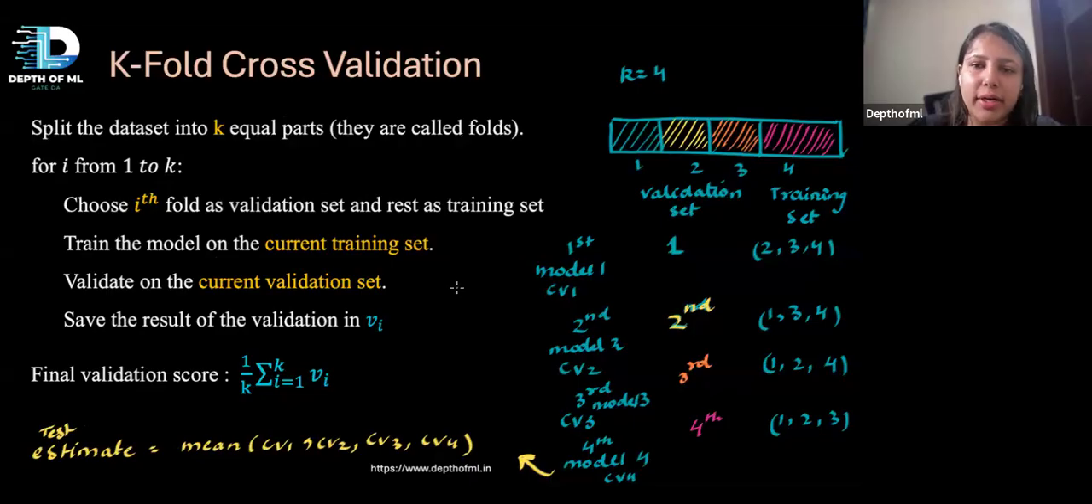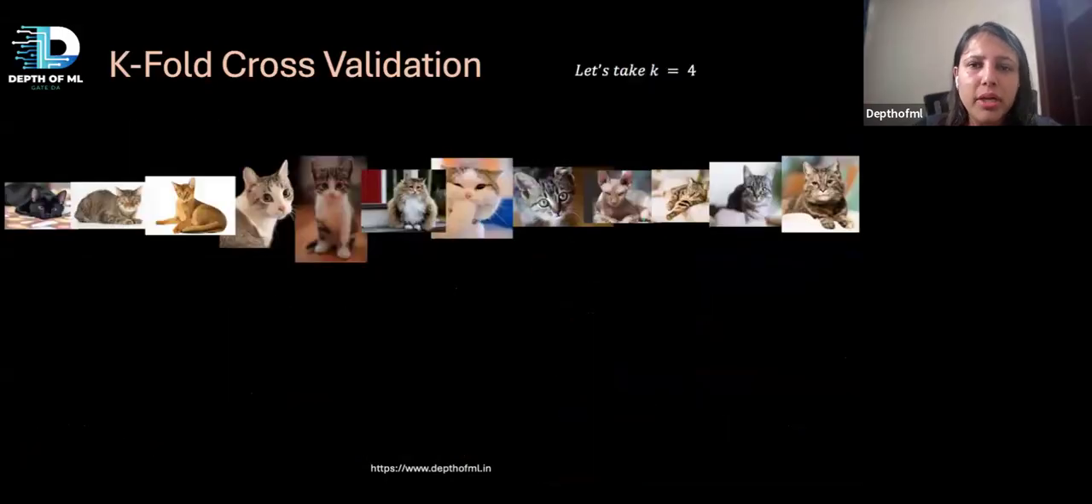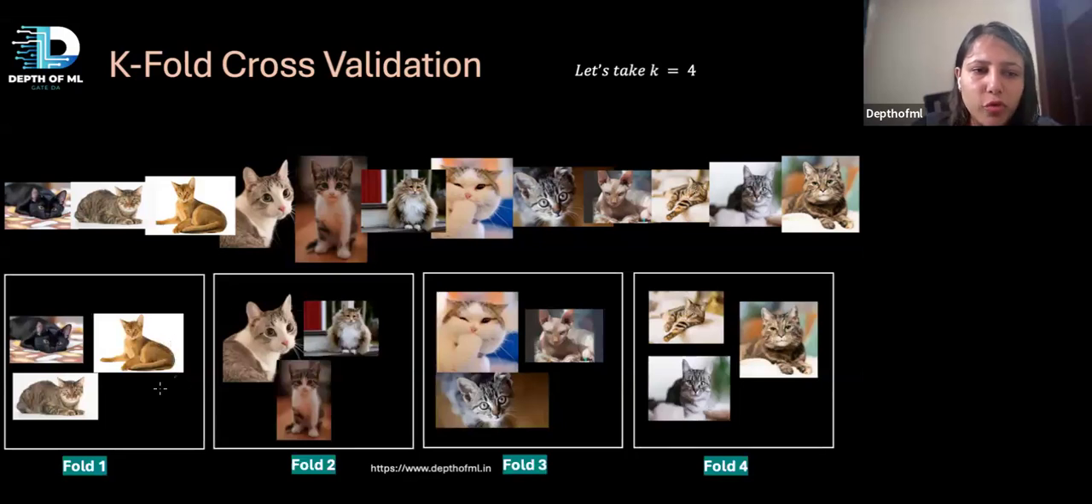This is K-fold cross-validation. You have divided your data into K folds, and in a round-robin fashion, you're using one of them as the validation set and the rest of them as your training set. Clear? Yes. So this is a very simple technique. Let's try to divide this data into 4 parts. So these are the 4 folds that you'll create.